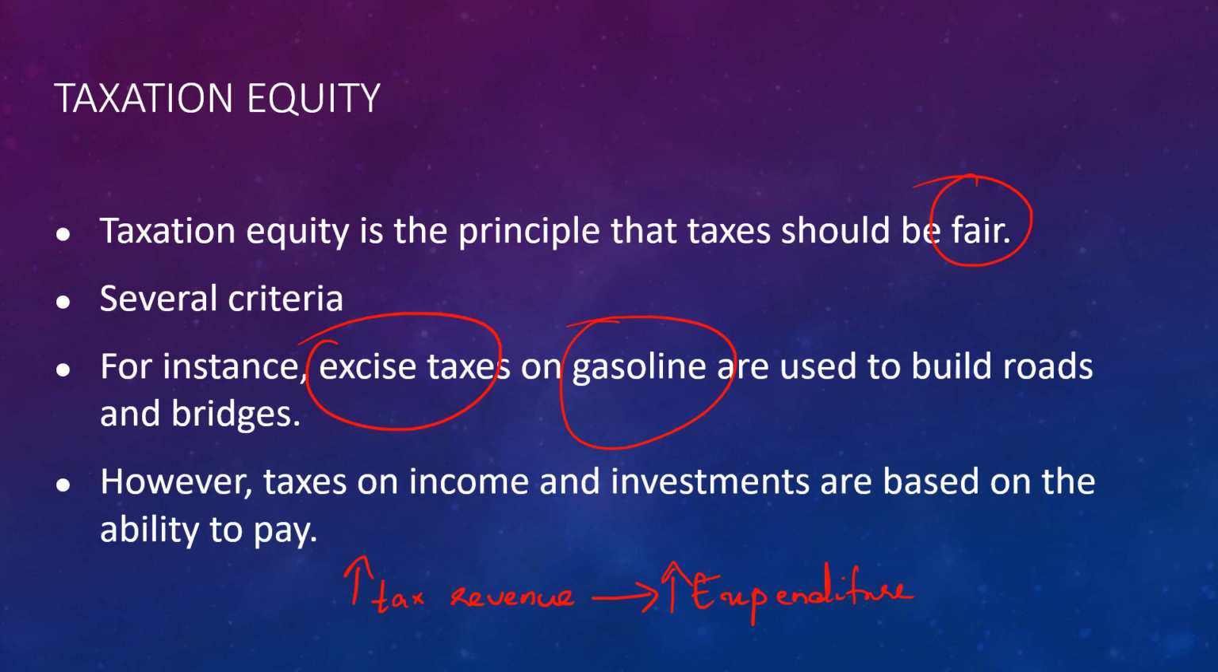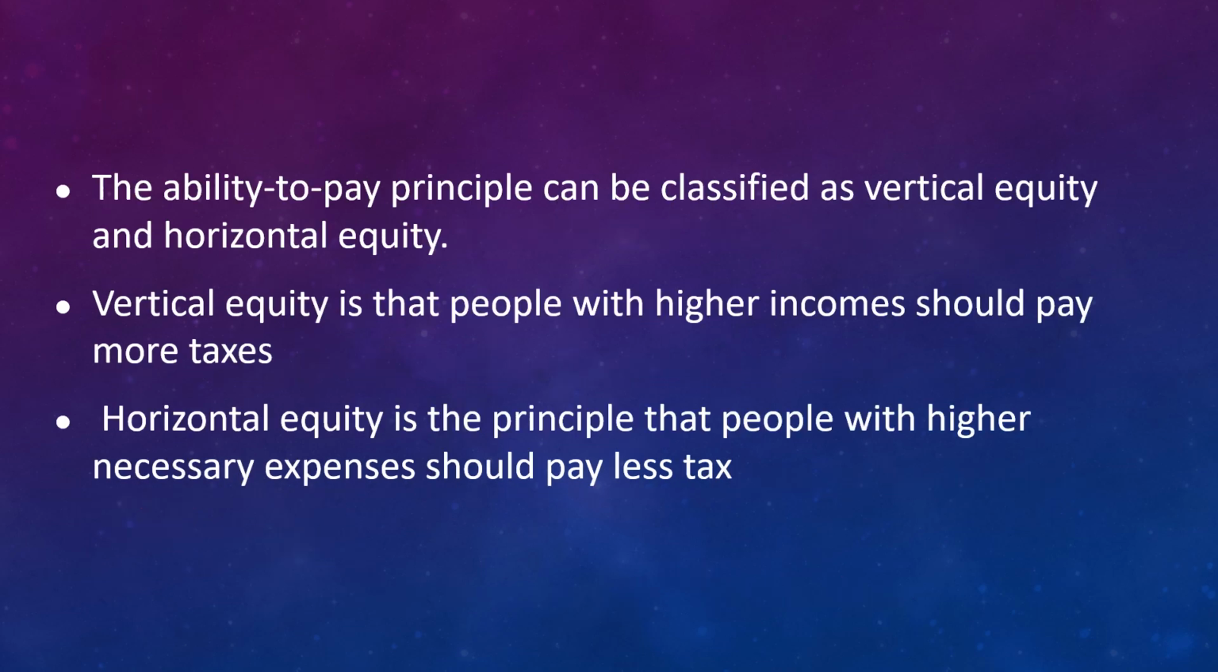However, the tax on income and investment are based on something called ability to pay. So whenever we consider tax on the public, we have to consider some aspect called ability to pay. Are the people of our nation able enough to pay tax? This is a question that the government should ask itself. And this ability to pay is classified into two. Ability to pay can be looked at from two angles.